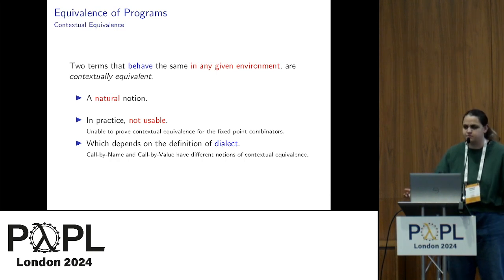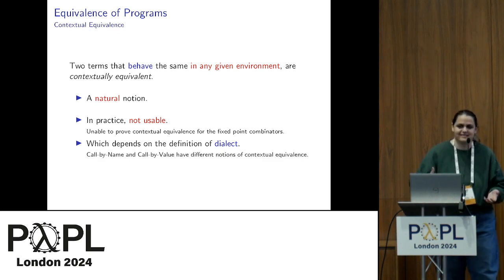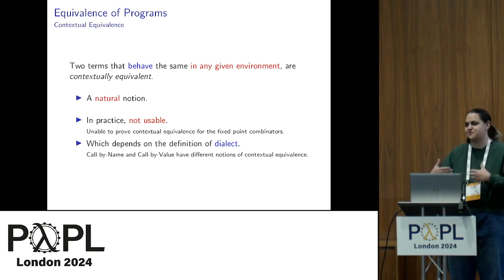So that's very natural. That's exactly what you would think to know whether programs are equivalent, but it's not very usable. That means you have to test on every input. When you have to do a proof, you have to do a proof on every context. It's really hard to actually prove things, and the example that's really hard is the fixed point combinators. You can't really manipulate them and do things. And also that depends on the definition of the dialect.